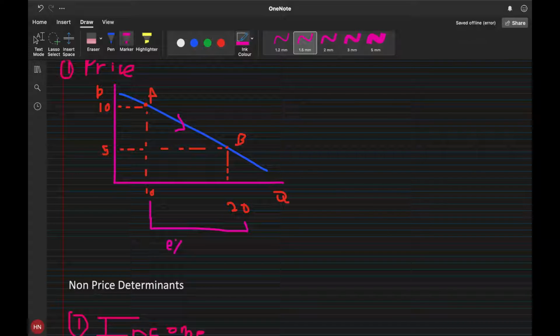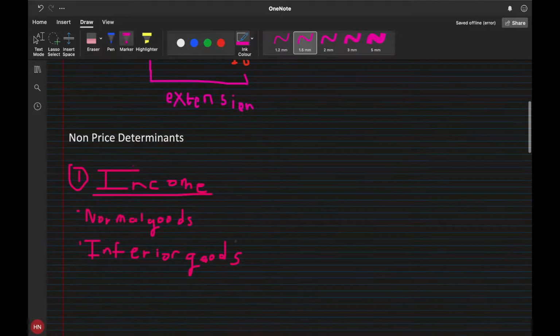So whenever there is a movement along the demand curve, we can classify the movements as extensions or contractions. In this case, since the quantity is increasing, we will call this an extension of demand. And if it was the other way around, then we would call it a contraction. Now let's move on to non-price determinants or factors.